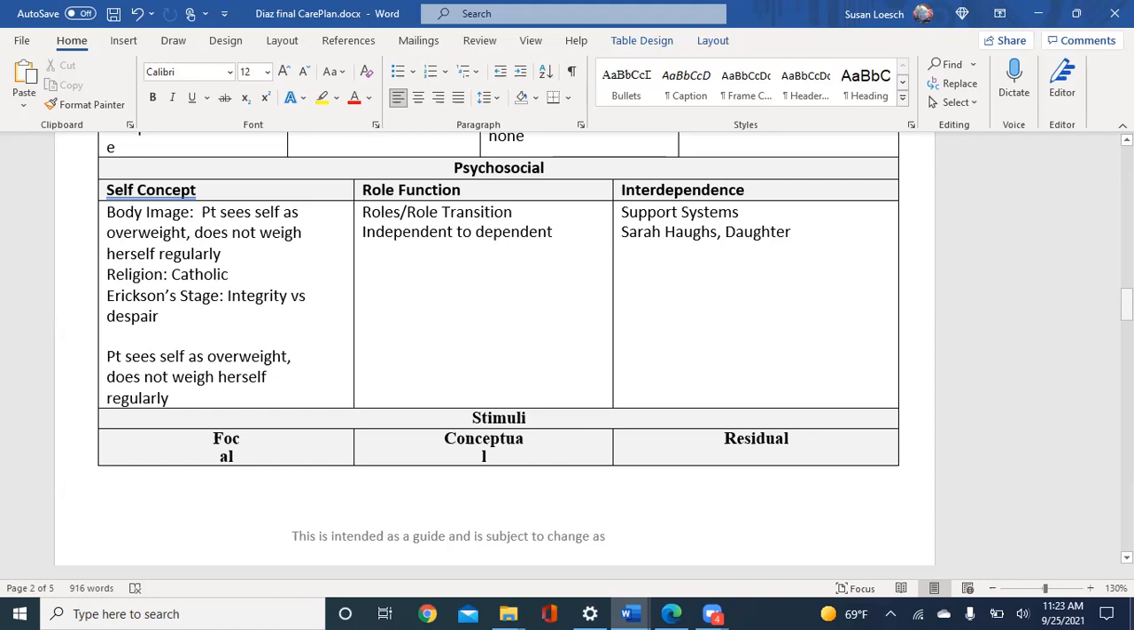Interdependence is how they function with other people, who their support systems are. So, Edith does have a daughter. She is Christian, so one would assume that her church is part of her support system.